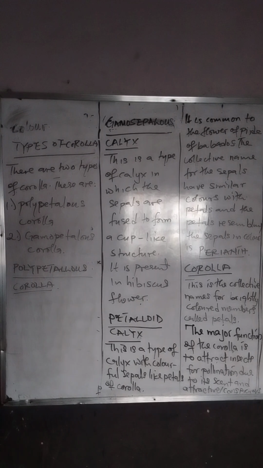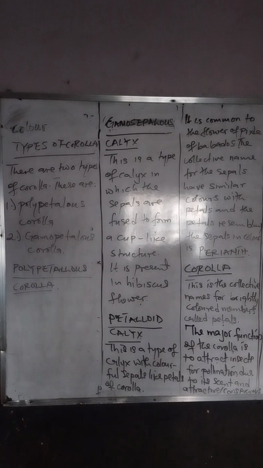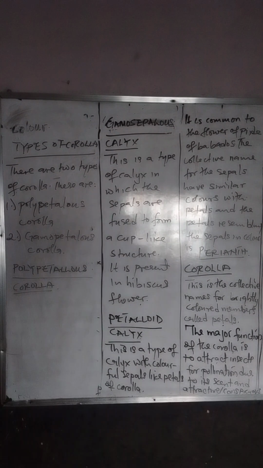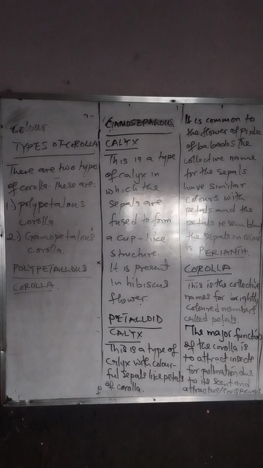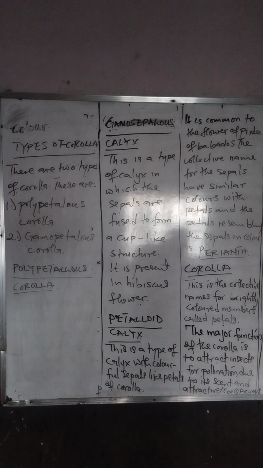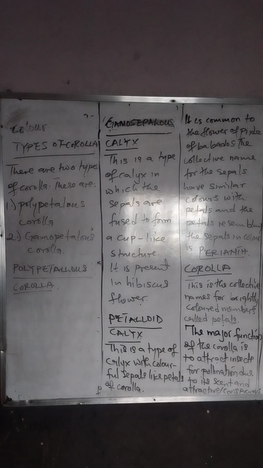Polypetalous corolla is a type of corolla in which the petals are free and not fused. They are free, they are not fused together. So, one of the similarities between the flower of Pride of Barbados and that of hibiscus flower is that both flowers have a polypetalous corolla.